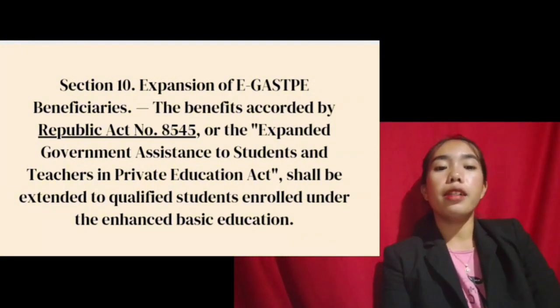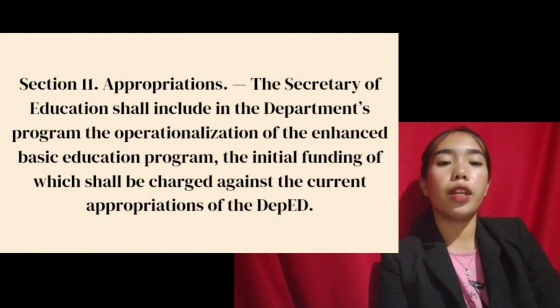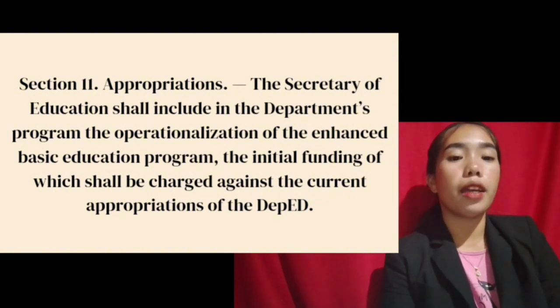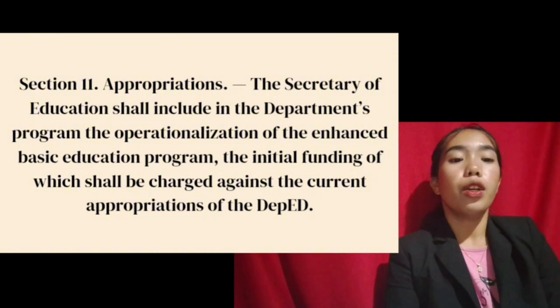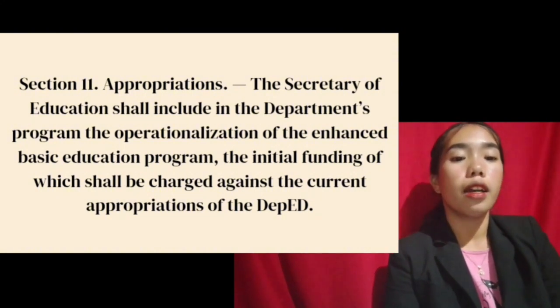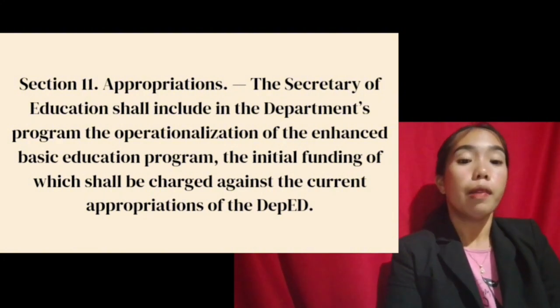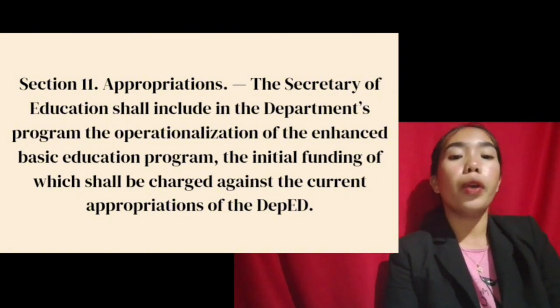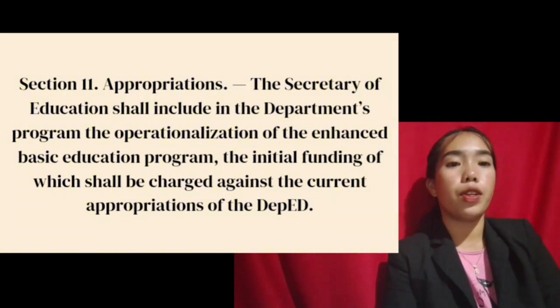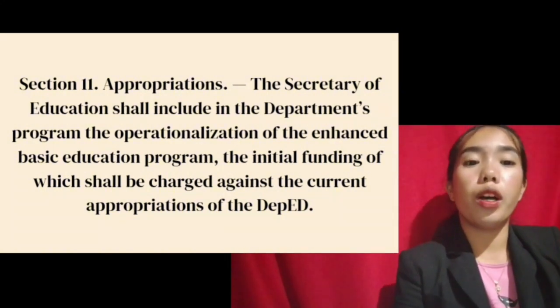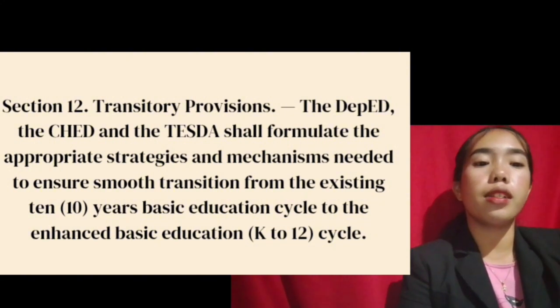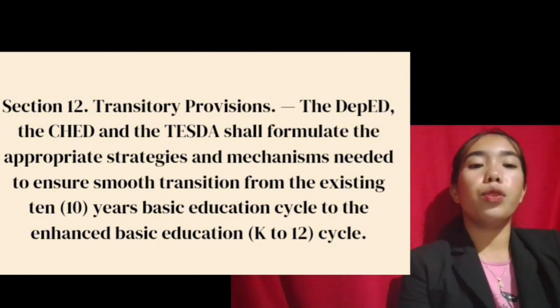In Section 11, state that the Department of Education or DepEd will include funding for the implementation of the Enhanced Basic Education Program in its budget. Initially, the program will be funded using existing DepEd funds. After that, the necessary funds will be included in the annual budget, the General Appropriation Act, to ensure the program's continued operation. In Section 12, focuses on the transition from the old 10-year basic educational system to the new K-12 program.